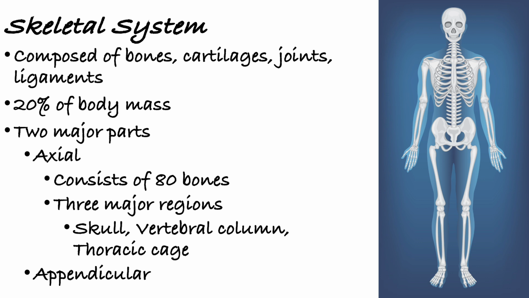And the bones, in general, make up 20% of your body mass. Like I mentioned, there are two major parts: the axial skeleton, which consists of 80 bones and is further divided into three major regions, the skull or the cranium, the vertebral column, and the thoracic cage. In another video, I'm going to be talking about the appendicular skeleton, which is basically just your limbs.